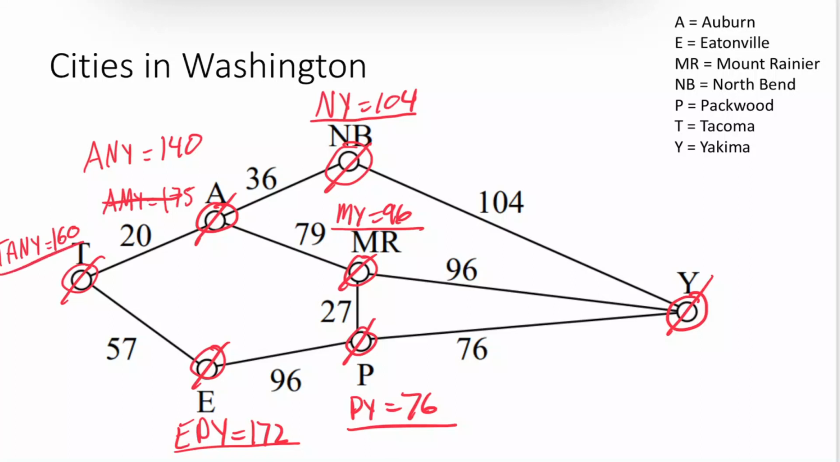From Tacoma to Yakima was 160. And from Auburn to Yakima, it was 140. So that's the answer that I got. If you got the same thing, well done. If not, then feel free to ask me about it in class or try it again. And let's do one last example.